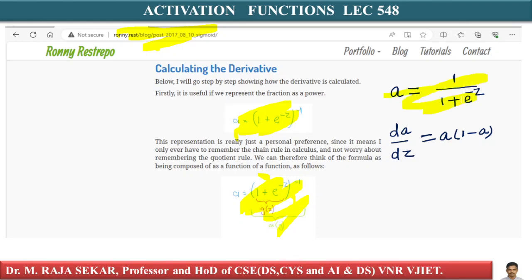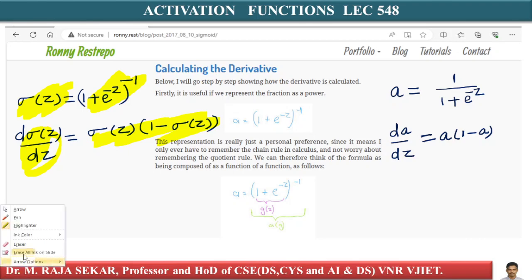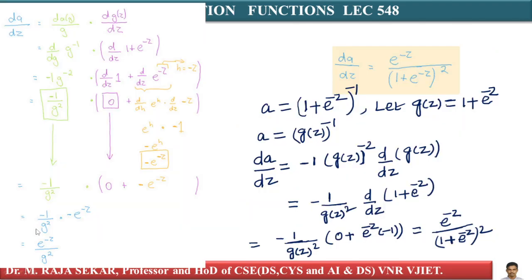Here I wrote, I am assuming 1 by 1 plus e power minus z. This is the sigmoid function. If I differentiate a with respect to z, I will get a into 1 minus a, isn't it? Sometimes the sigmoid function is represented with the symbol sigma of z. Standard notation is sigma of z. Dou sigma of z by dou z is sigma z into 1 minus sigma z, isn't it? It's a simple differentiation.